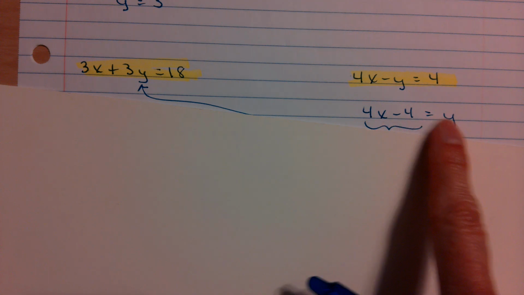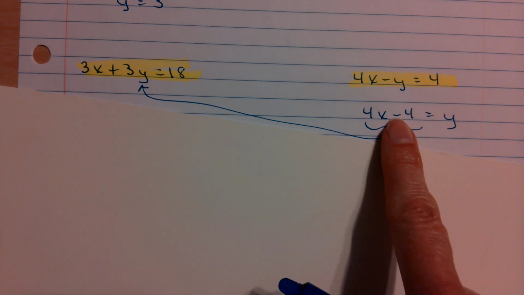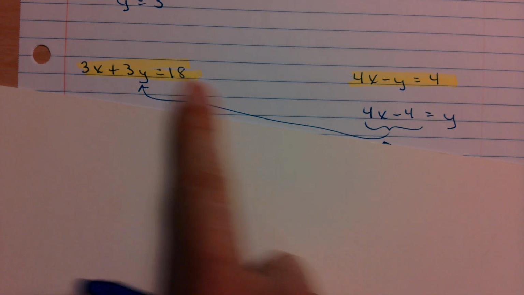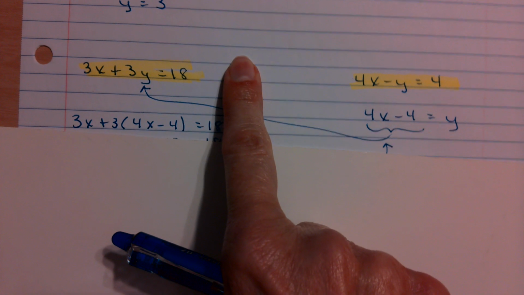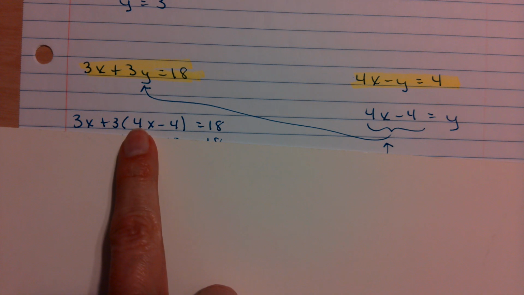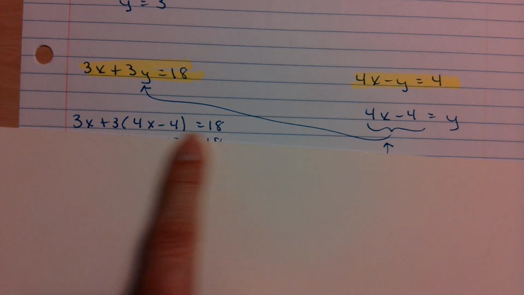They're equal, so that means I'm allowed to trade them out. So what I'm going to do is take this expression and trade it out for y over here. I'm substituting this in for y. That's going to result in 3x plus 3, and instead of y, I now have 4x minus 4, and that equals 18. So that's the first step.